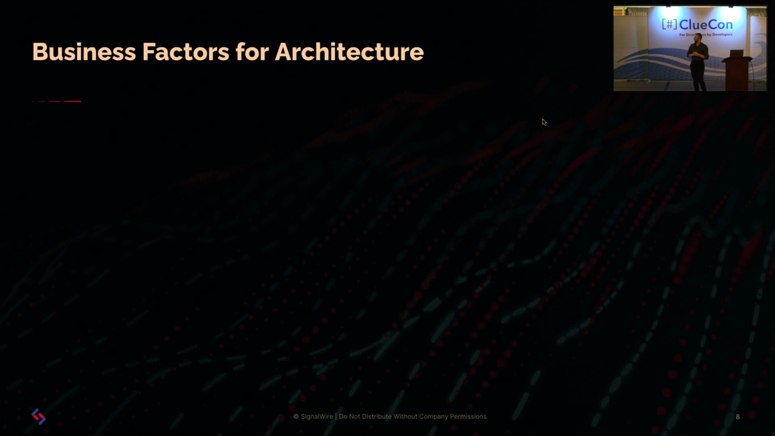In talking about the different factors that we take into consideration for architecture, starting with the business side. As you guys can probably imagine, money is definitely the biggest topic of discussion. How much is it going to cost up front? How much is it going to cost to maintain? How much money do I have right now? And what is actually feasible?